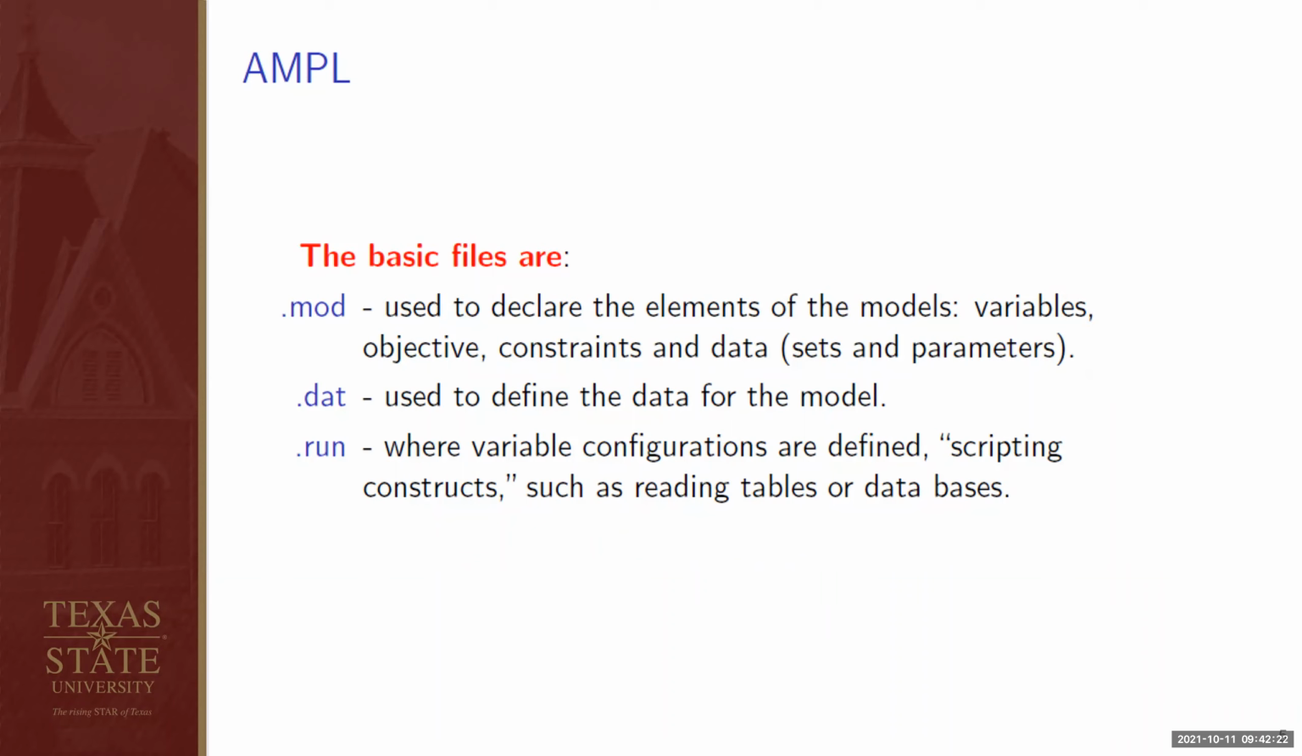The .dat is used to define the data for the model. So in this one, you basically put all the information, like the cost associated with each decision variable, the right-hand side values for your constraints, the parameters associated with the problem itself.